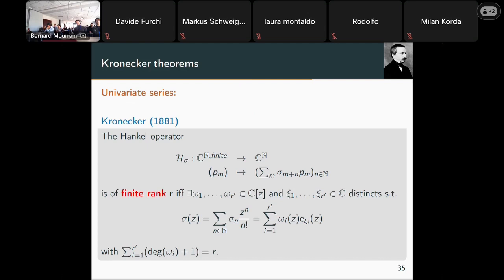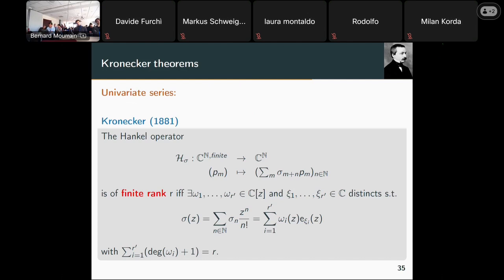a representation of the series sigma z constructed this way, sigma n z^n over n factorial, in a way which is this way. So a polynomial here omega I times some exponential, and moreover the degree of the omega I plus 1 is equal to the rank of this operator.